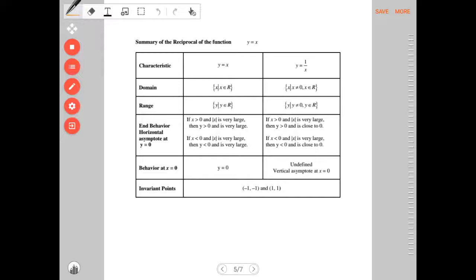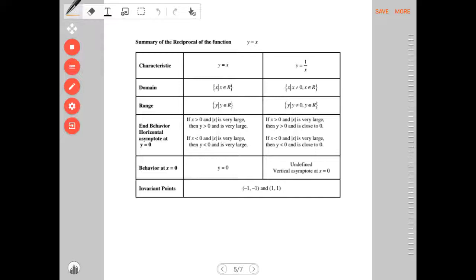The end behavior. This is the formal way of saying, if x is positive and absolute x is very large, all that means is it's very big. So for y equals x, y is also positive and very big. This is the negative version: if x is less than 0, so x is negative, and absolute x is very large, then y is less than 0 and is very big. That's how that works.